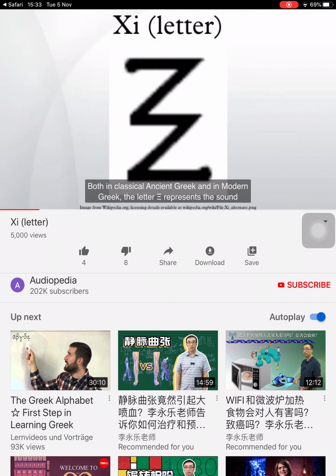Both in classical ancient Greek and in modern Greek, the letter Xi represents the sound KS. In some archaic local variants of the Greek alphabet, this letter was missing. Instead, especially in the dialects of most of the Greek mainland and Euboea, the sound KS was represented by Chi with sigma. Because this variant of the Greek alphabet was used in Italy, the Latin alphabet borrowed Chi rather than Xi as the Latin letter X.